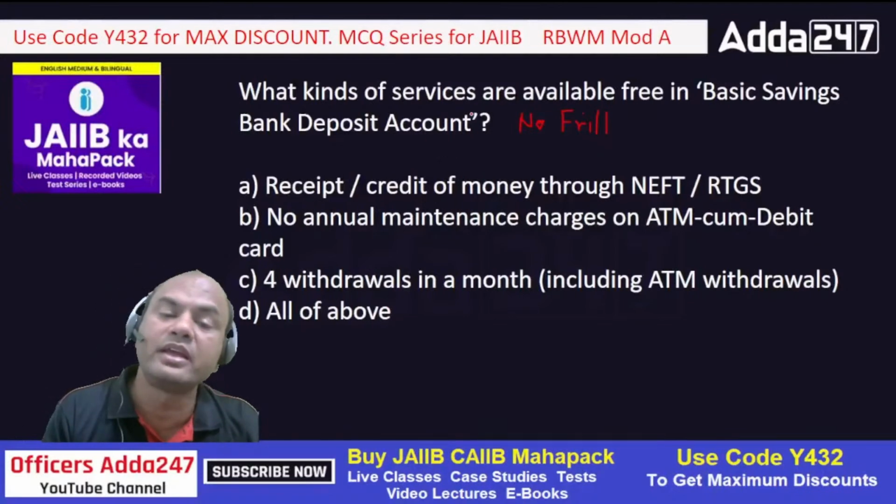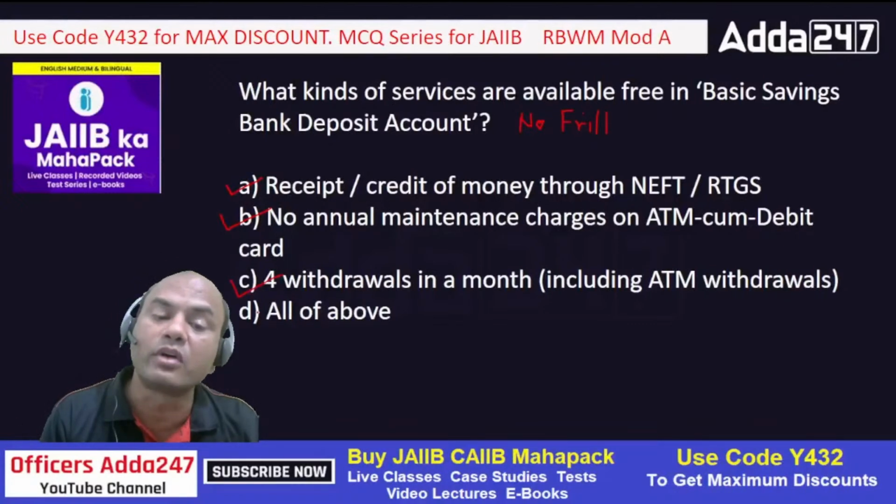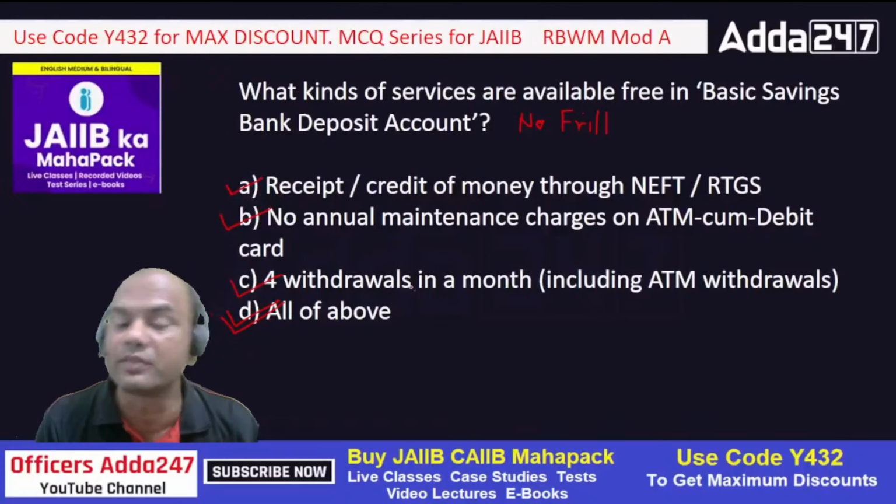In BSBD, all of them are true. Money can be received through NEFT RTGS, no annual maintenance on the cards, 4 withdrawals per month. So all of them are true. So the correct answer is D, all of the above.